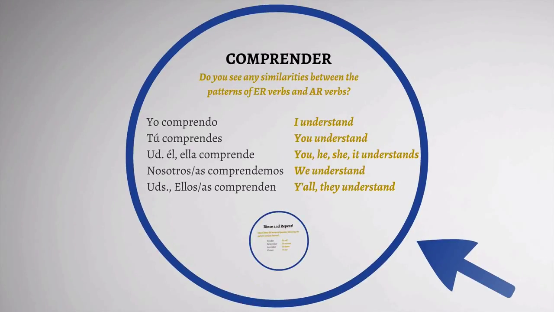Let's look at an ER verb, where you're going to notice that there's similar patterns here. It's really exactly like an AR verb, except the vowel is E, not A. Try to pronounce your vowels in Spanish all the time. So, comprender is the same, except for the sound of E instead of A.